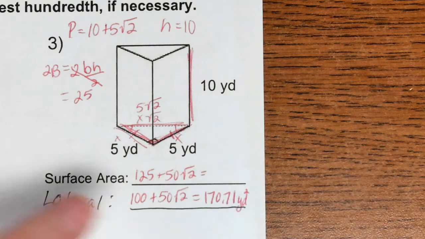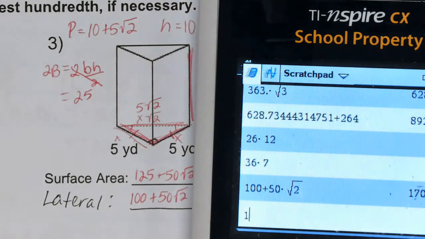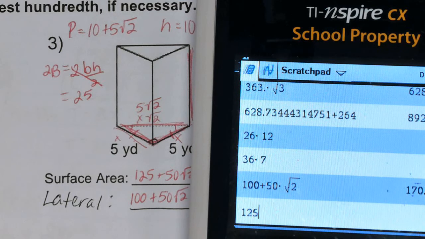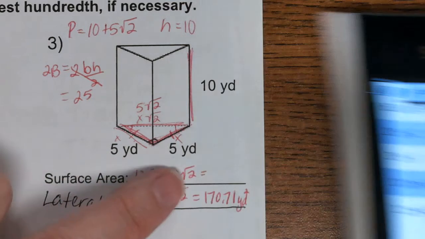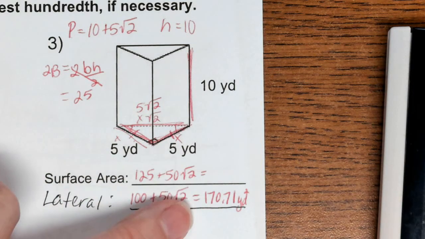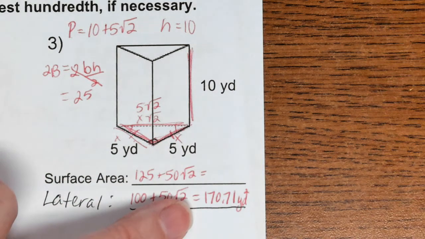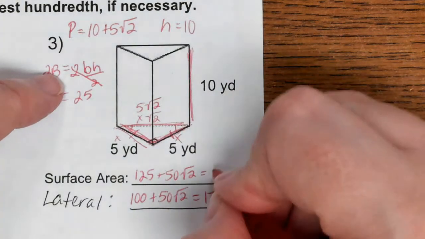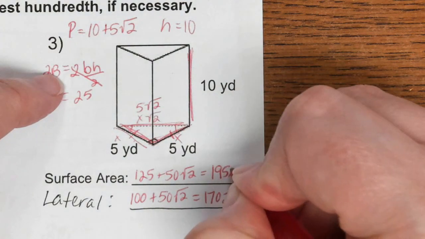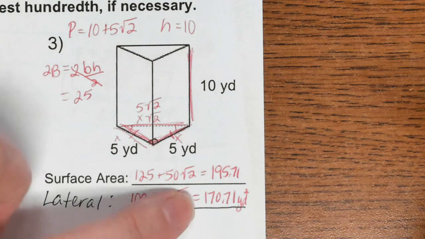So we're going to round that just like we did the other one. 125 plus the 50 square root of 2. Or I could have just added what I already had rounded here, just added 25 to it. Because I already had that. Either way. But I get the 195.71. Do you see how that's just 25 more?